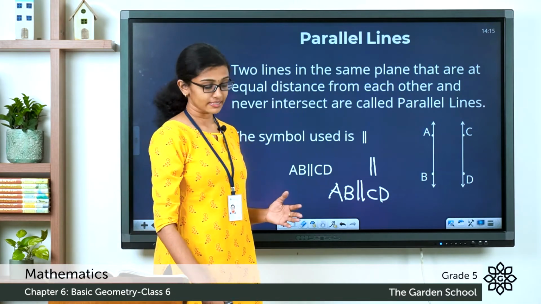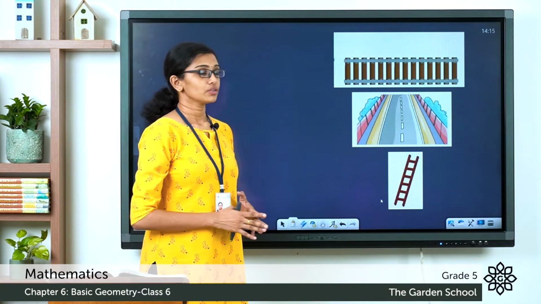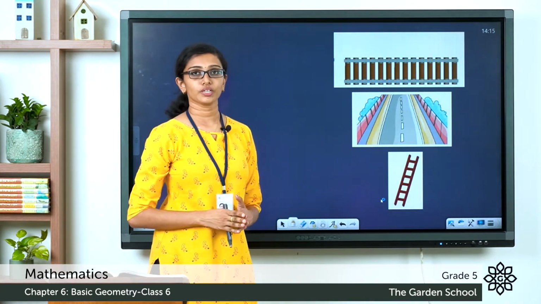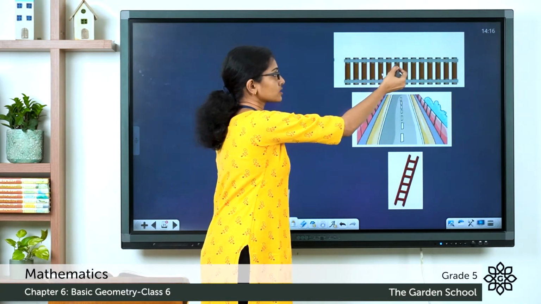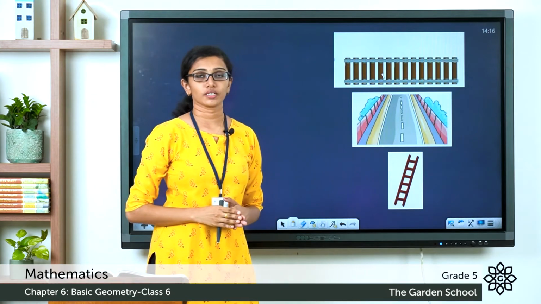Now let's see some examples. Here are some real life examples of parallel lines. You see these two rails of a railway track? These lines are parallel to each other. And now you see these blocks in between. These blocks are also parallel to each other.